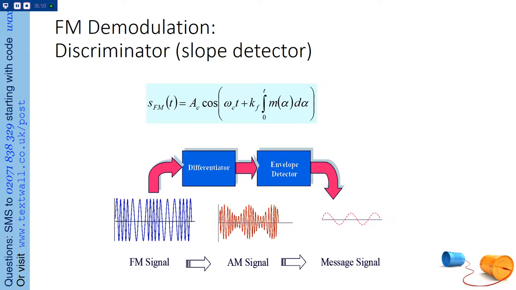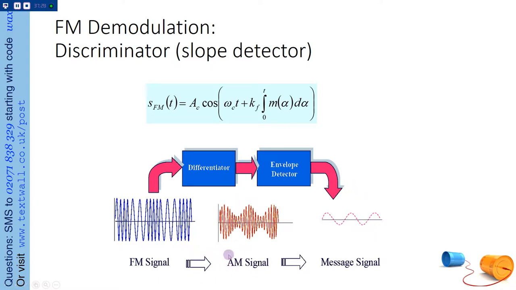But now we can use an envelope detector. Now we can use the good old diode, resistor, and capacitor, and recover this just as we would normal AM, because we're not interested in the frequency, we're interested in the amplitude, or the envelope. So we'd use an envelope detector. So a differentiator plus an envelope detector gives us our original message signal.